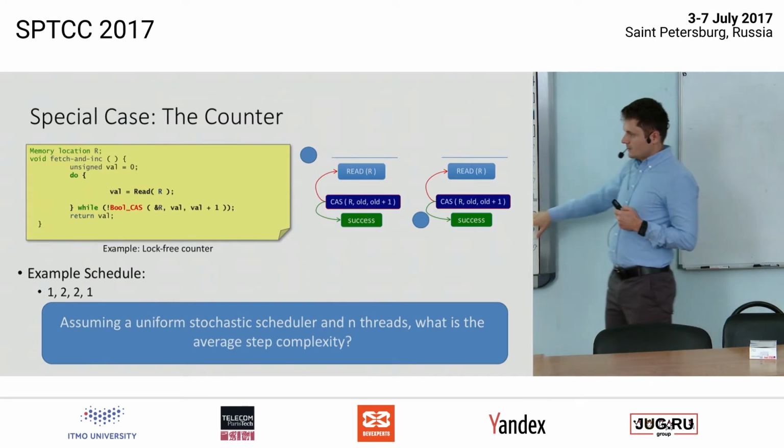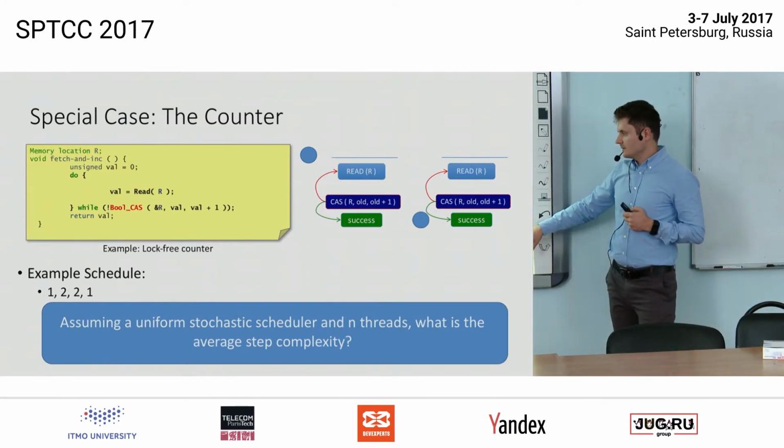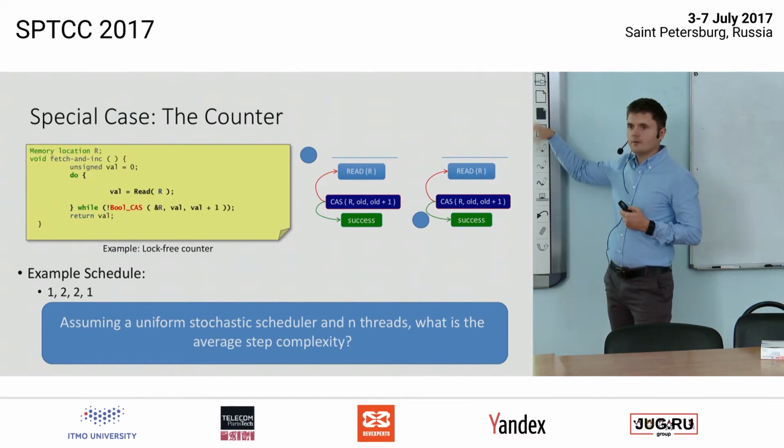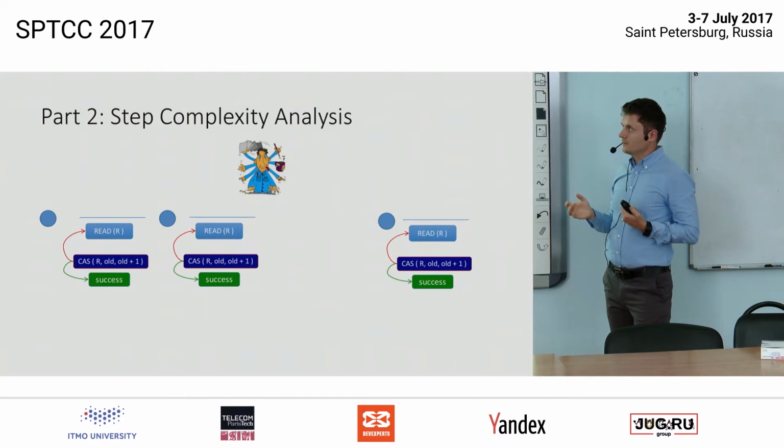All right, so the question is, assuming a uniform stochastic scheduler and n threads, what is the average step complexity? So basically, with this game, how often does some guy win here? I don't want to do this for 2 because that is sort of trivial. I'm going to do it for n.